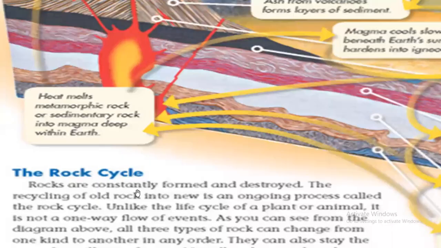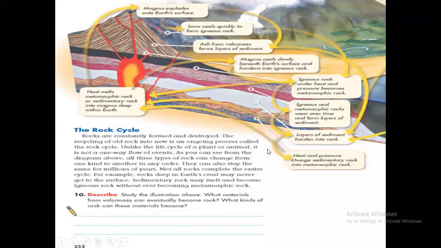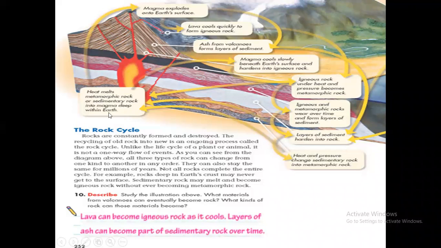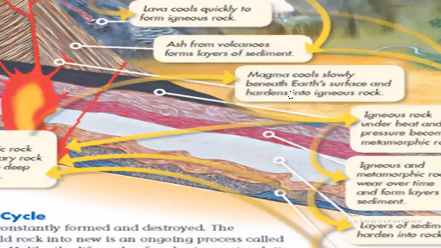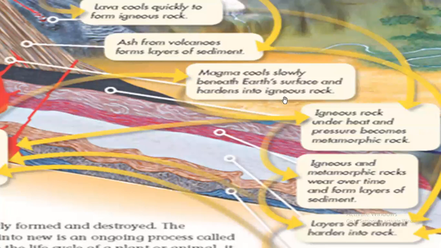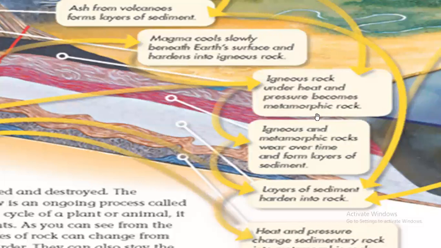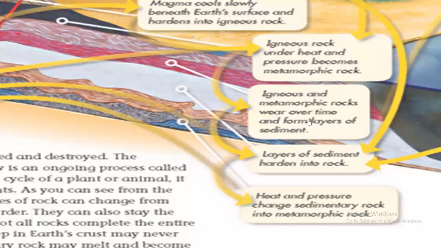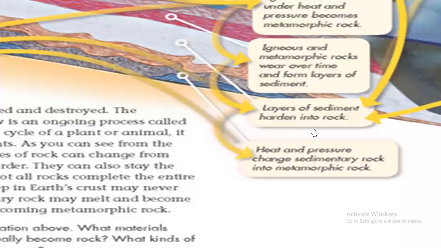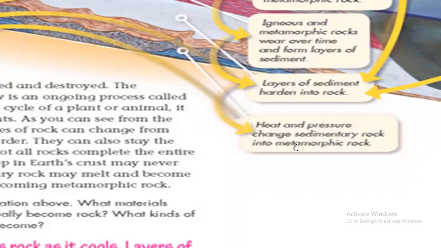Here's the rock cycle. Heat melts metamorphic rock or sedimentary rock into magma deep within Earth. When magma explodes onto Earth's surface, the lava cools quickly to form igneous rocks. Ash from volcanoes forms layers of sediments. When magma cools slowly beneath Earth's surface and hardens into igneous rock, then igneous rocks under heat and pressure become metamorphic rock. Igneous and metamorphic rock wears over time and forms layers of sediments. Layers of sediments harden into rock. The heat and pressure also change sedimentary into metamorphic rock.